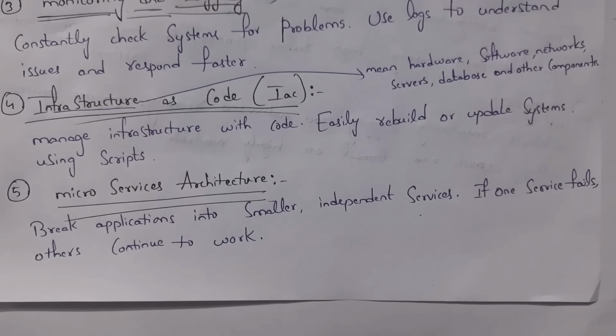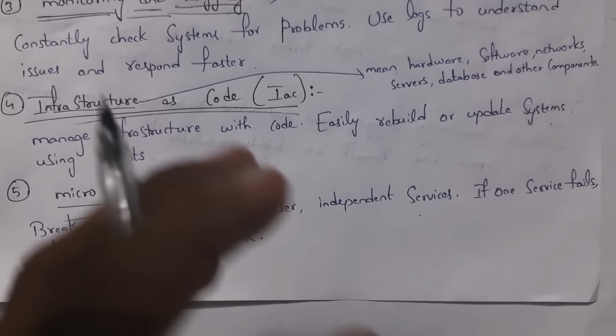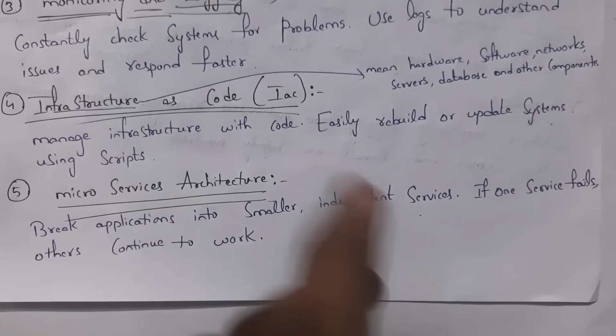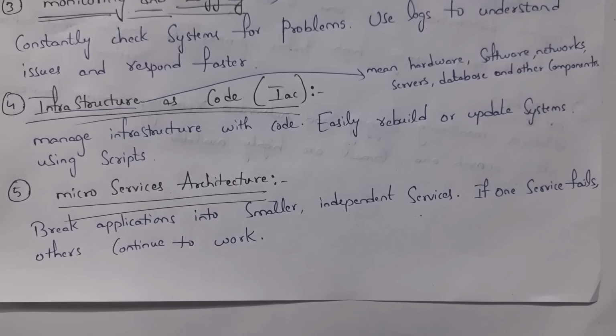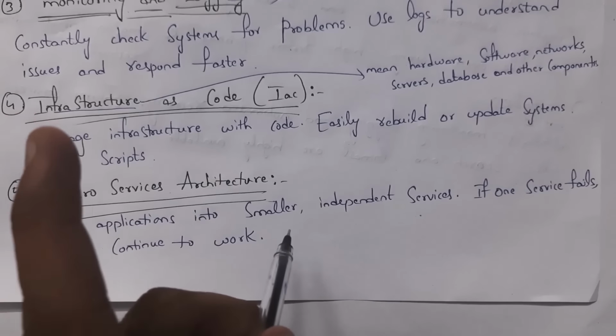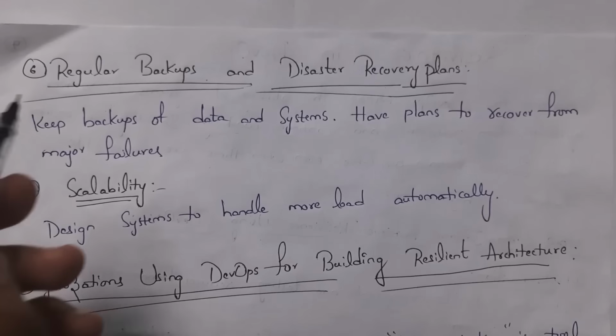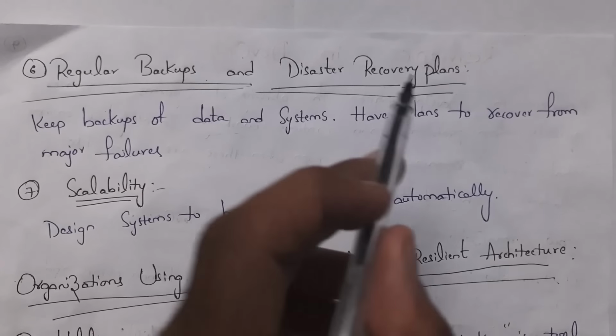And fifth one is microservices architecture. Microservices architecture is nothing but breaking our application into various parts based on service. Instead of storing complete code in one place, what we will do is break that application into various parts based on services. So even if one service fails, the remaining services will work. And sixth one is regular backups and disaster recovery plans.